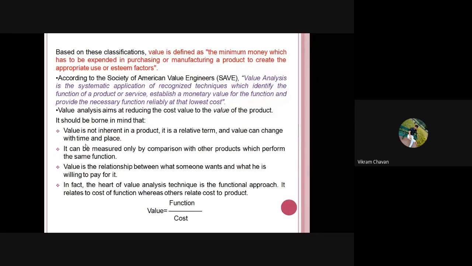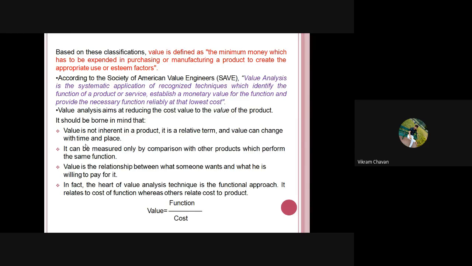Value is the relationship between what someone wants and what he or she is willing to pay for it. Full stop.